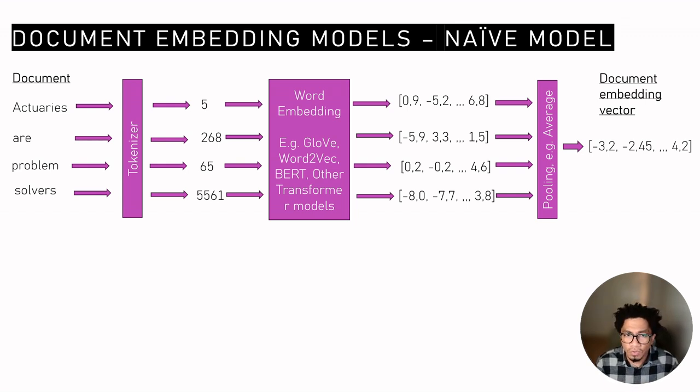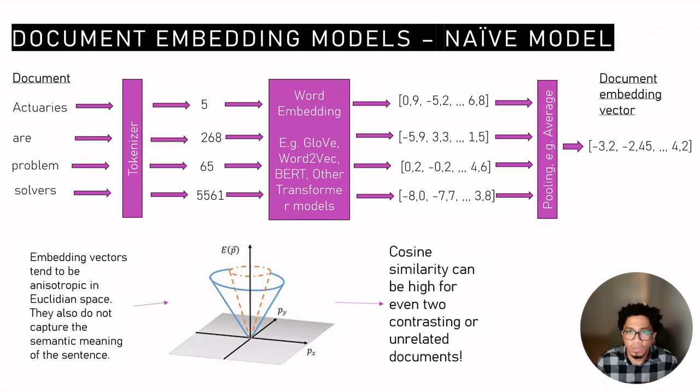Now, there are issues with this approach. The first issue is that they tend to be anisotropic, maybe I'm pronouncing that fine, in let's just say Euclidean space. And what that means is that you have vectors that are generally pointing in the same direction, right? So they've got a very small space, or that small space is shared by like all the vectors, right? And it becomes very hard to differentiate one vector from the other.